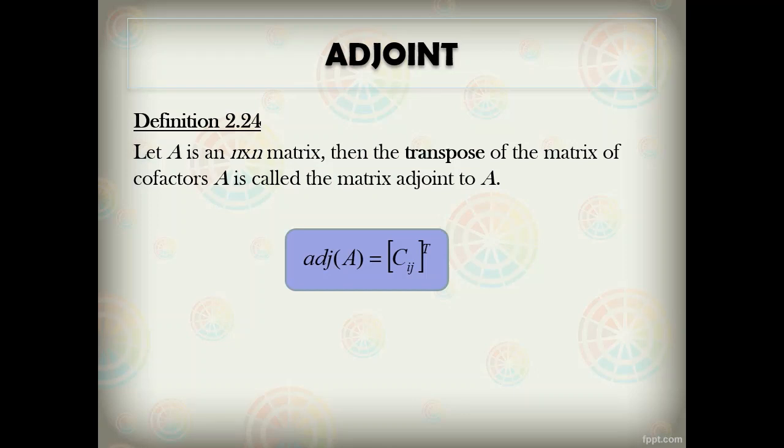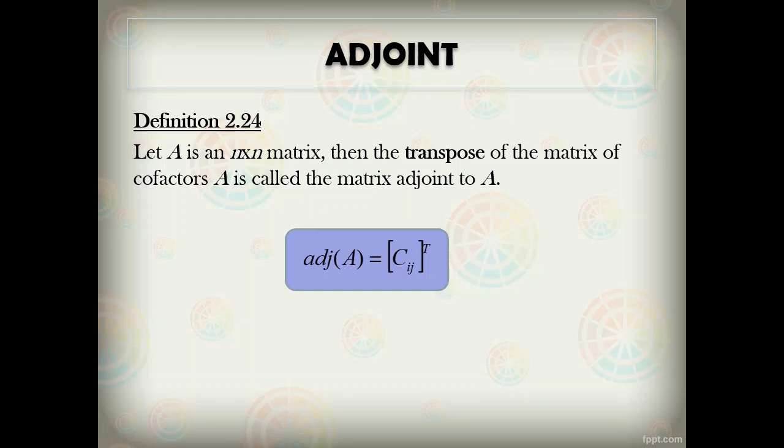Right. Besides finding the determinant, cofactor is also useful to find the adjoint, where the adjoint is useful to find the inverse matrix. So we use adjoint to calculate the inverse matrix.